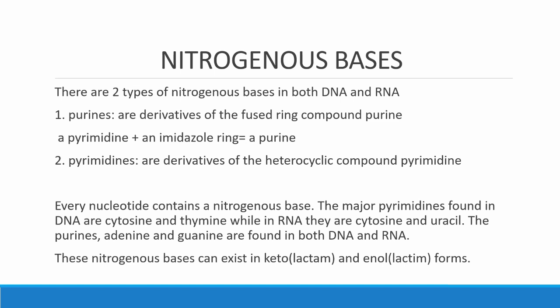All the pyrimidines can have this enol form, but among the purines only guanine can have the enol form. Adenine can't have an enol form because it has no oxygen in its ring. At physiological pH, the keto forms are predominant compared to the enol forms.